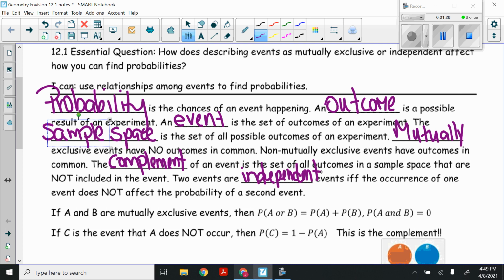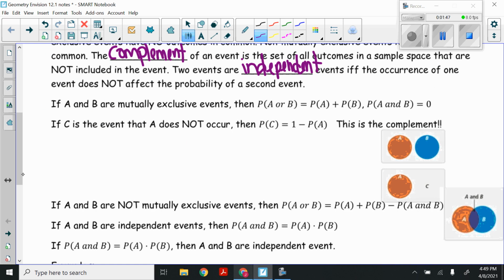If A and B are mutually exclusive events, then the probability of A or B equals the probability of A plus the probability of B. The probability of A and B would equal 0. If C is the event that A does not occur, then the probability of C equals 1 minus the probability of A. That's the complement. So this first one, this is our mutually exclusive.